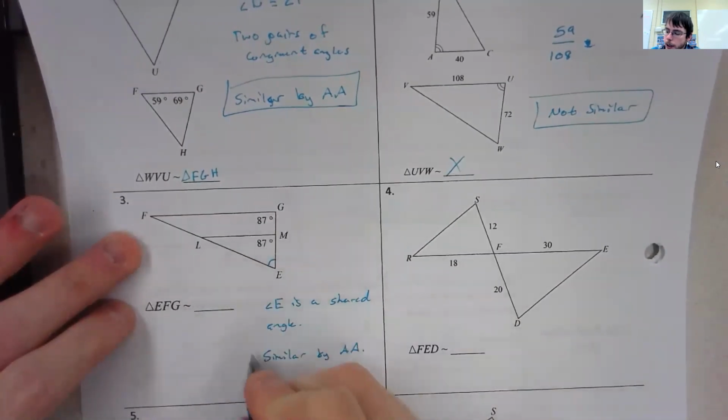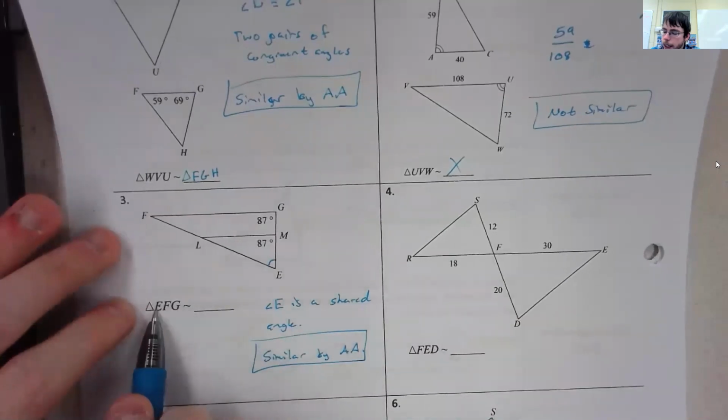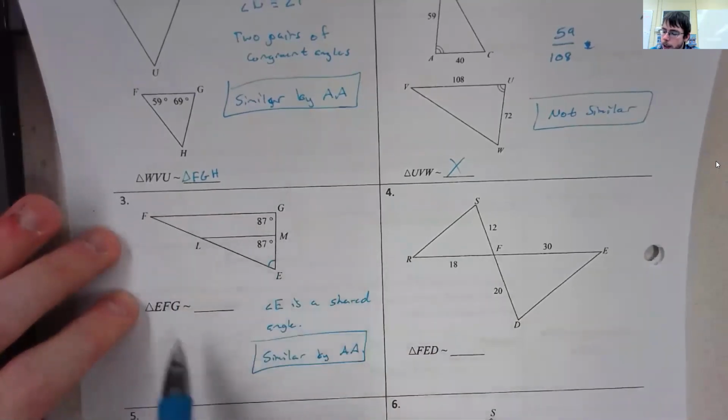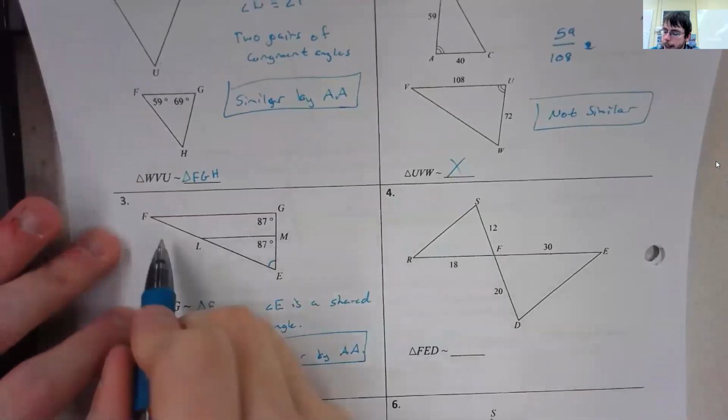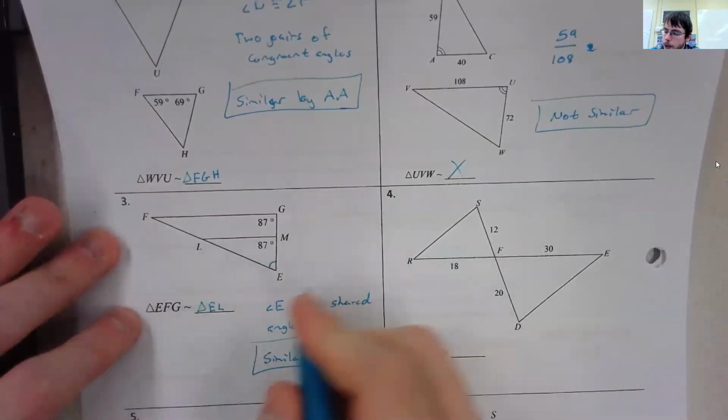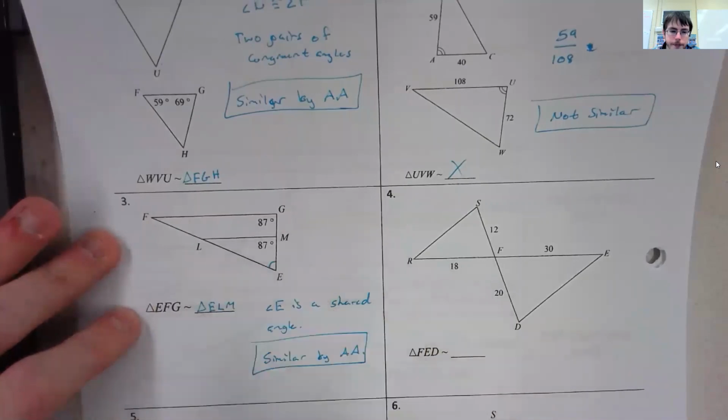And our similarity statement, we have triangle EFG. So we would have E is itself, F corresponds with L, and G corresponds with M.